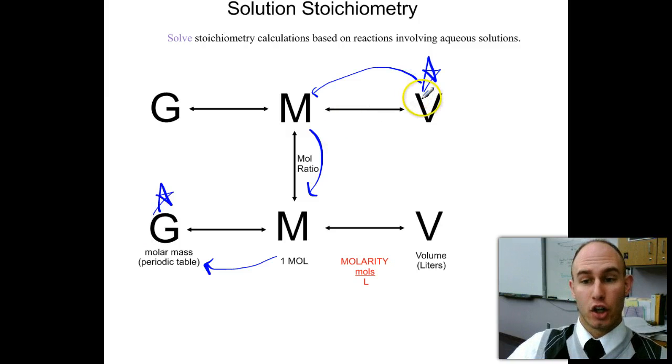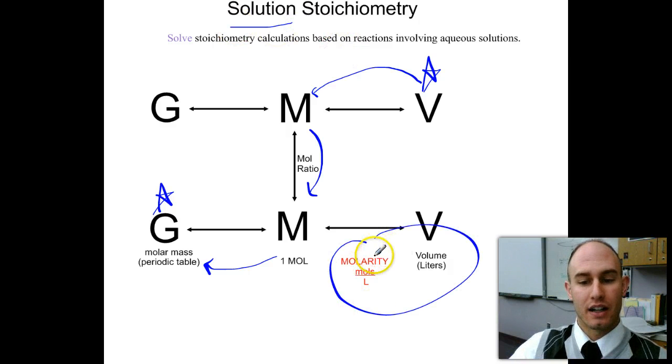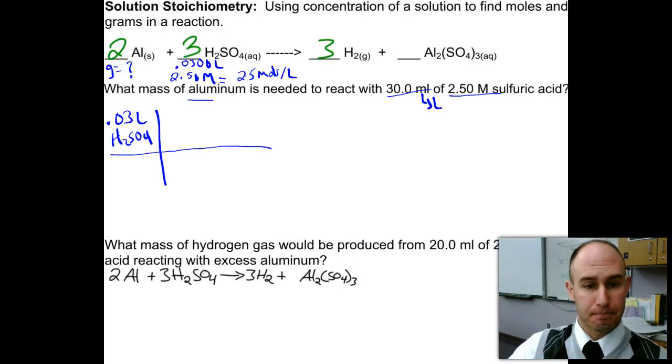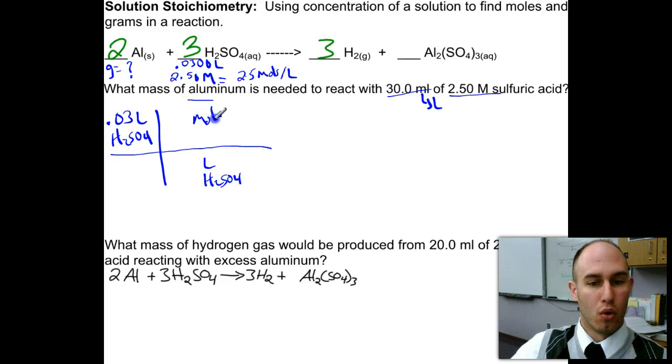When I go from volume to moles in solution stoichiometry, we use molarity as my conversion factor. So I have liters of H2SO4. I'm going to bring down liters of H2SO4 and go to moles of H2SO4. We always want to get to moles. The moles to liter is the molarity, 2.5 moles per 1 liter. Liters cancel. I'm now in moles.